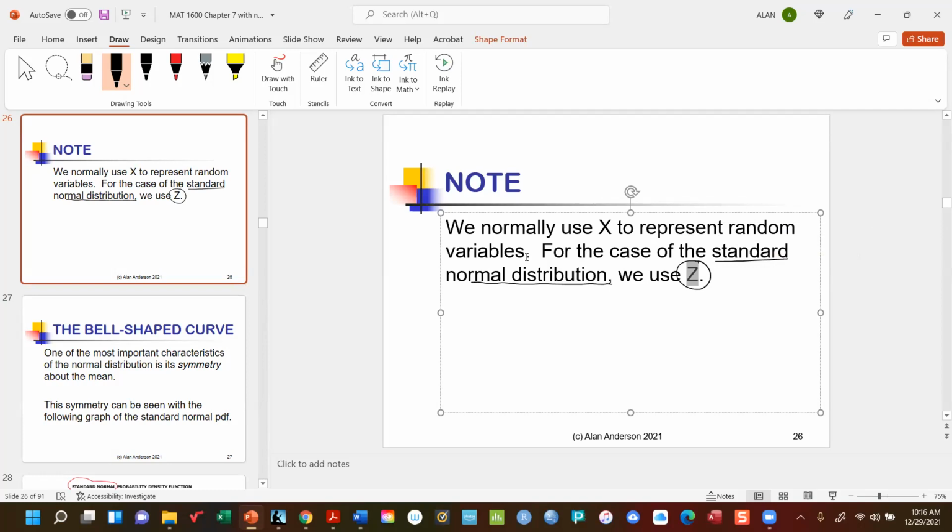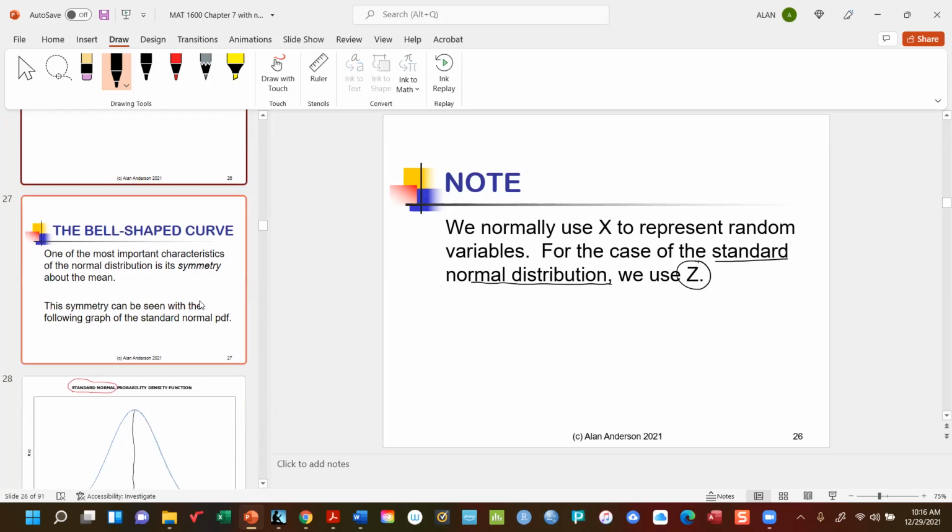And I don't know who came up with this idea, but this is something that everybody uses in statistics. It's understood that Z refers to the standard normal. X can represent any of the others. And so you may have heard this term Z-score, which is taken from the standard normal distribution. And we'll be seeing how that works as well.